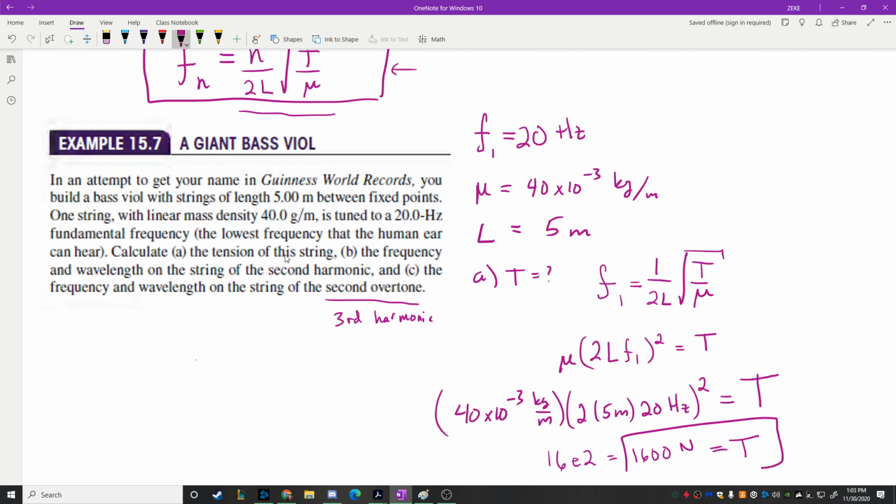That's part A. Okay, part B. We want to find the frequency and wavelength on the string for the second harmonic. There's two ways to do this. I think the simplest way to find the second one, so for n equal to 2, is we can say that F2 is equal to 2 times F1. So you just double it. So F1 is 20 hertz, so you do 20 hertz times 2. So it's going to be 40 hertz.